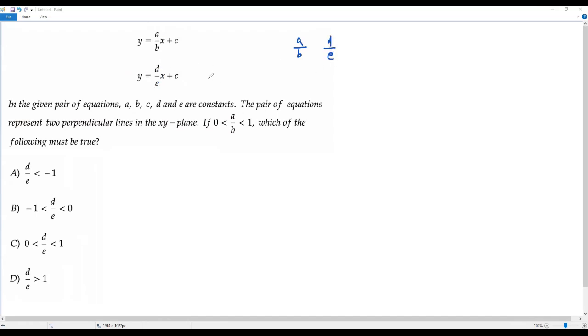In general, if two lines are perpendicular, then the product of the slopes must be equal to -1. Since the given two lines are perpendicular, the product of the two slopes must be equal to -1.